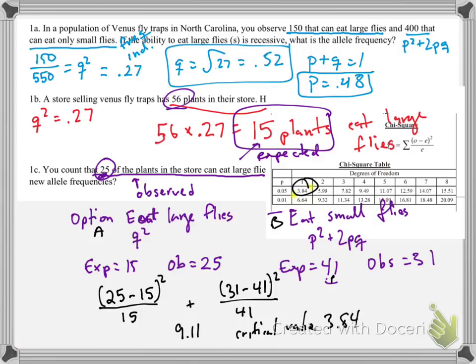The question is, what's happening? There's an outside force acting upon it because we're rejecting our null hypothesis. What is that outside force? Well, in the given situation, it's likely the fact that people like to buy plants that eat large flies as opposed to plants that just eat small flies.